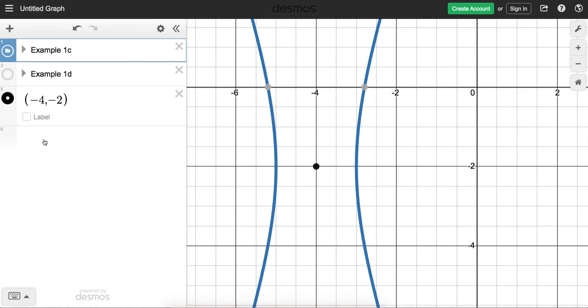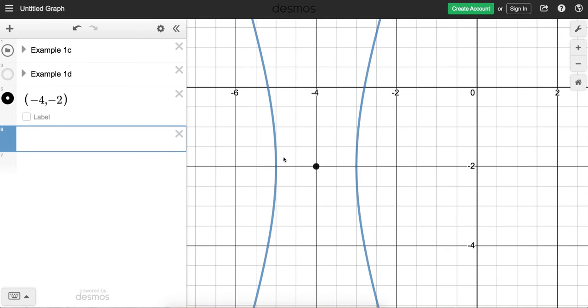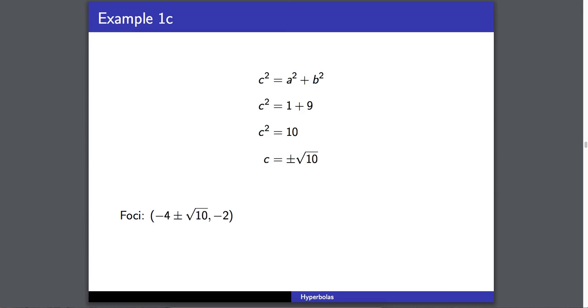And if we take a look at that, since I've got more space to the right, I'll go to -4 plus the square root of 10. Nothing wrong with going to the left, though. So here is our focal point, which has a length of the square root of 10 from the center. So it's about 3 point whatever.